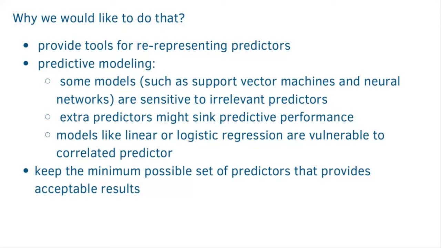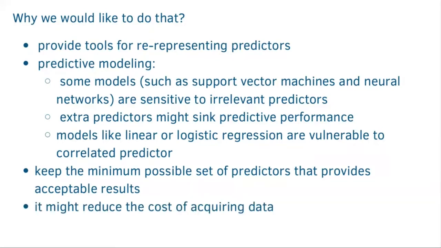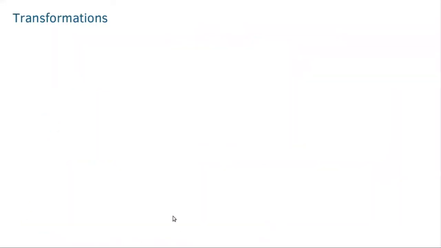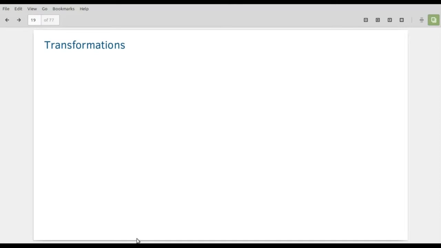It also just makes sense that you would not want to have such a complicated model, and you want to keep the minimum number of predictors to have good results, whatever acceptable means in your case. And also it might reduce the cost of acquiring data. If the process of acquiring data is very expensive, then you don't want to waste resources on that. And also, depending on the case, it might be easier to store transformed data as opposed to the original data with all the features that you have.